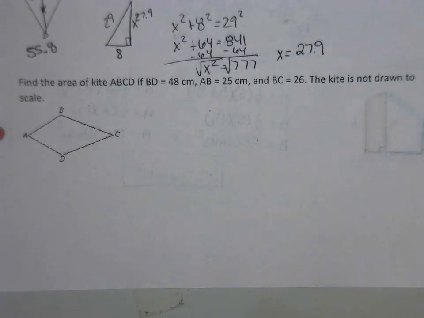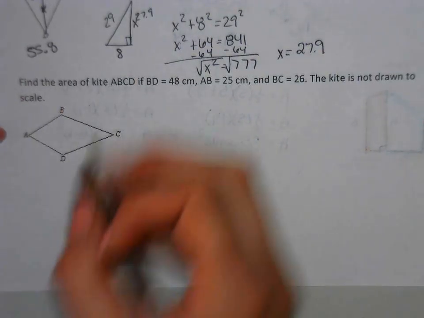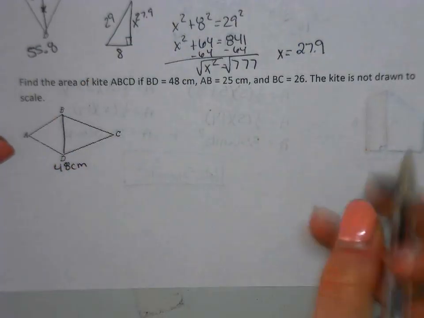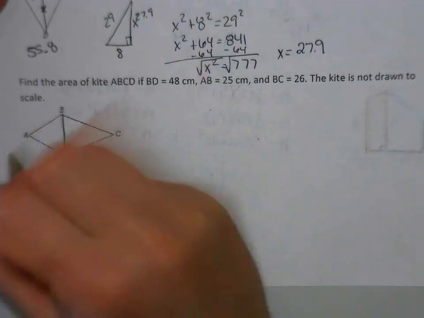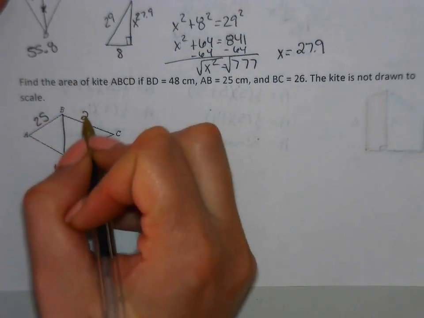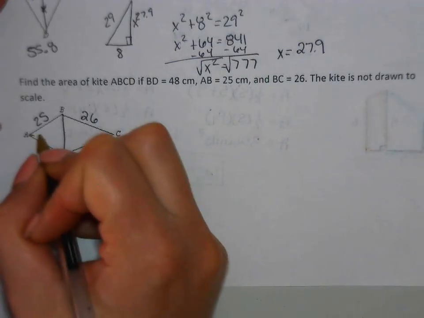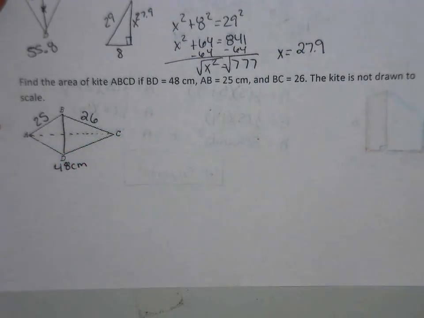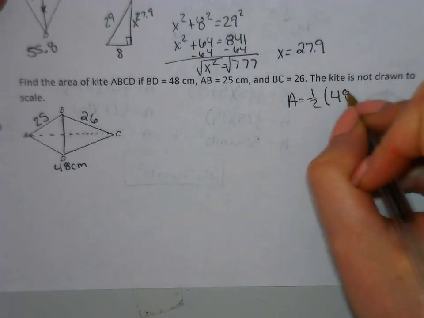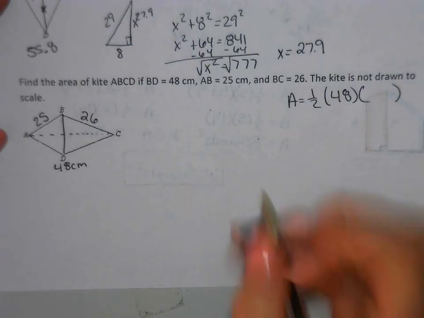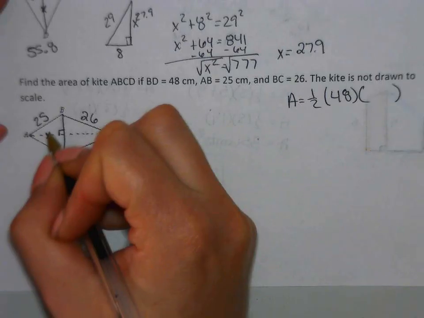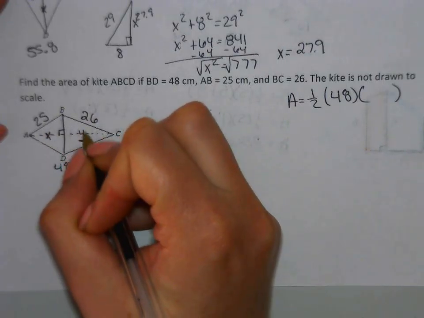Let's find the area of a kite ABCD. If BD, so the diagonal, is 48 centimeters, the length from A to B is 25, and the length from B to C is 26. So we are missing the second diagonal, which is from A to C. So we have area equals 1/2 times diagonal 1, which is 48, but we have to find our second diagonal.